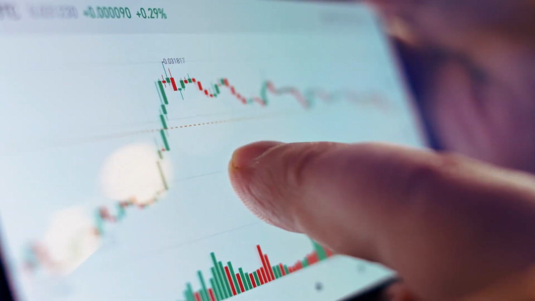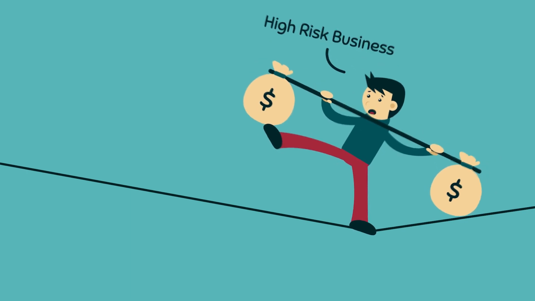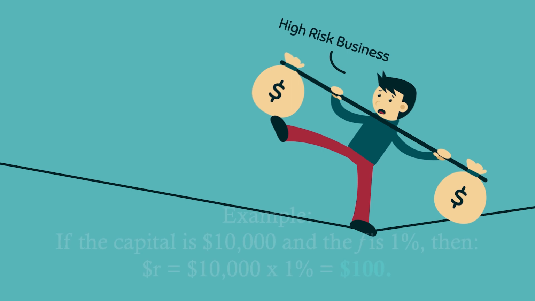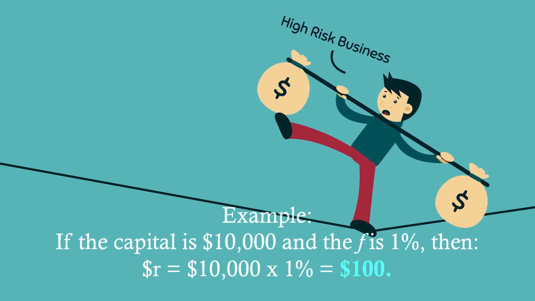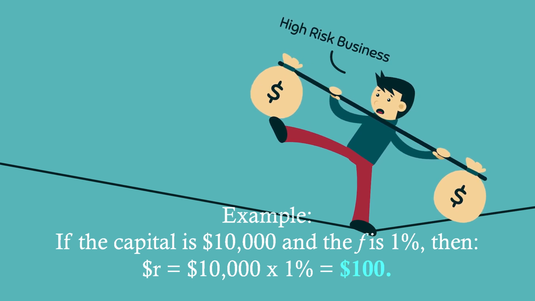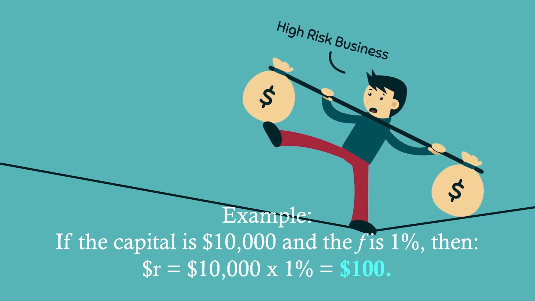The third parameter is the dollar risk, which is simply the percentage risk in terms of capital. The formula for the dollar risk is capital times percentage risk. For example, if the capital is $10,000 and the trader sets 1%, then the dollar risk will be equal to $10,000 times 1%, which equals $100. That means the amount of money you can lose in each trade is equal to $100.